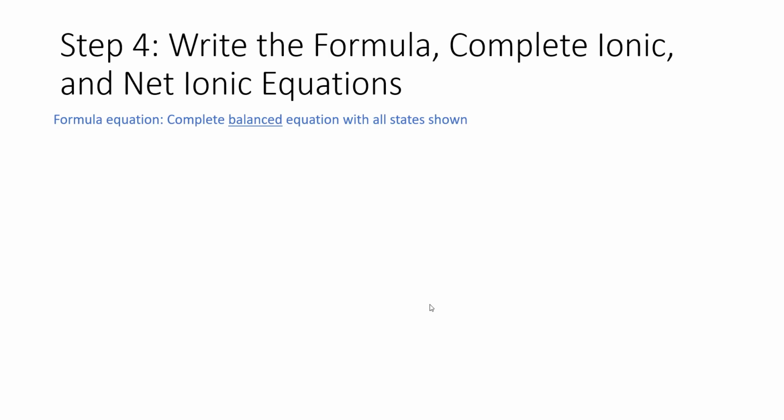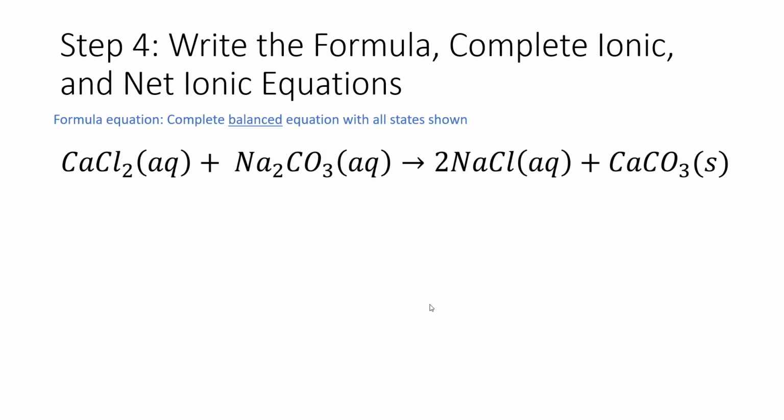So our formula equation should look like this. Calcium chloride plus sodium carbonate yields sodium chloride plus calcium carbonate. We have to balance it though. So notice in order to balance this, I had to place a 2 in front of my sodium chloride. Calcium carbonate has an S, everything else is aqueous. You do need to start putting these aqueous and the solids in here as well and get used to it. The other two options are L for liquid and G for gas.